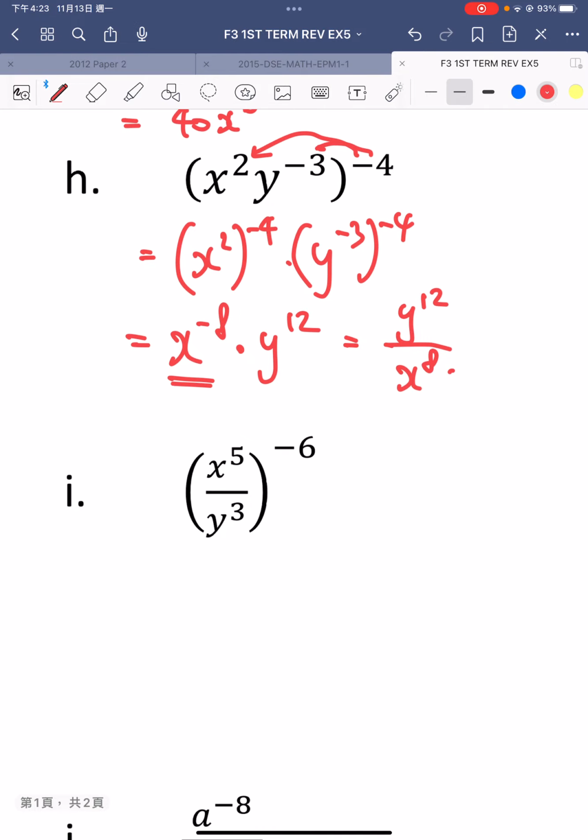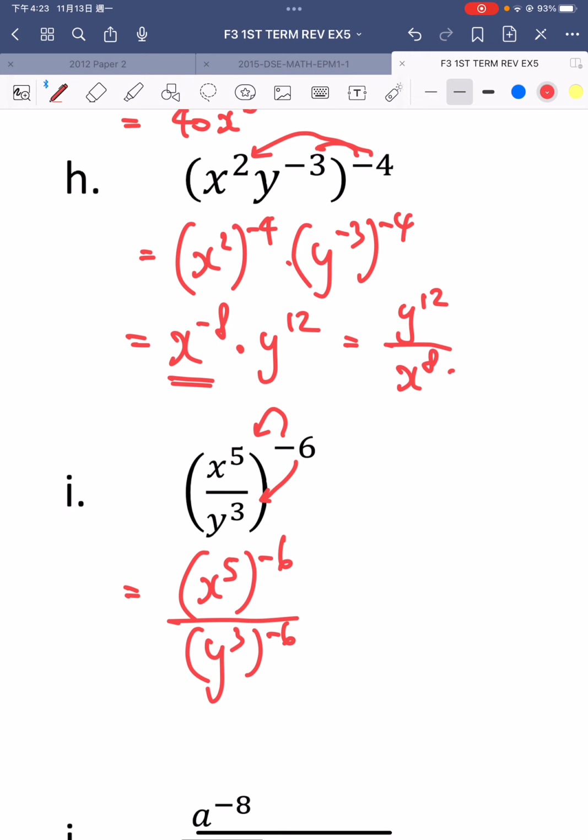x to the power of 8. Okay, so for this one, we still have a power here, so we distribute it to both of them. So we have x to the power of 5, all the thing to the power of -6, divided by y cubed, to the power of 6.